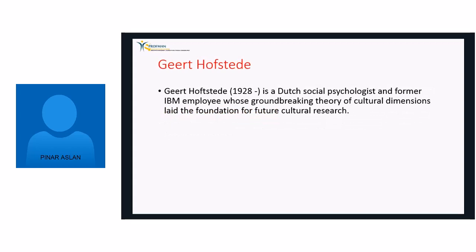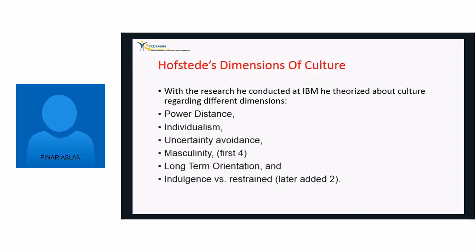And now, I'm going to the second important man of the field. It's Geert Hofstede. He's a Dutch social psychologist and former IBM employee whose groundbreaking theory of cultural dimensions laid the foundation for future cultural research. It is interesting to mention that he's a former IBM employee, but you'll see in a minute why I mentioned that. With the research he conducted at IBM, he theorized about culture regarding different dimensions. And let me talk about his research first.